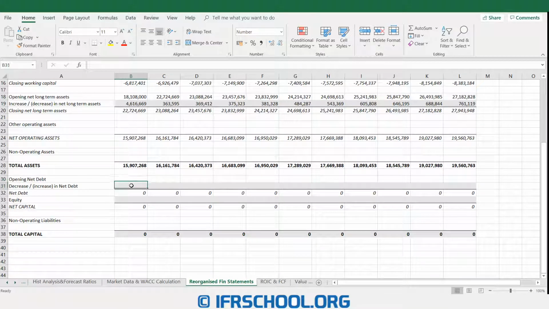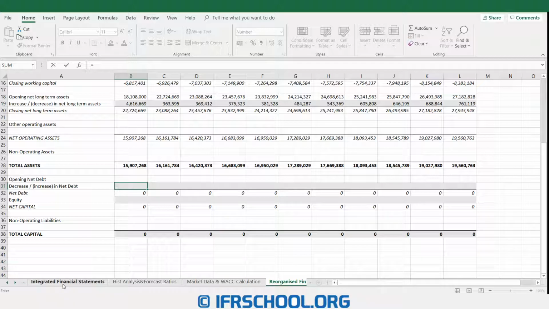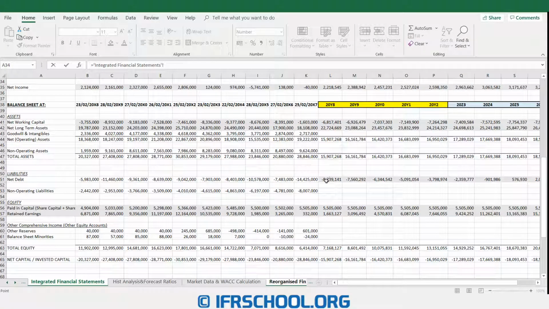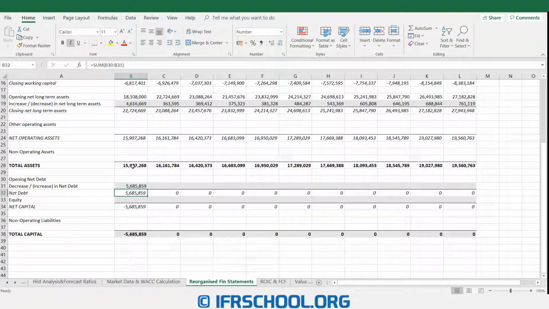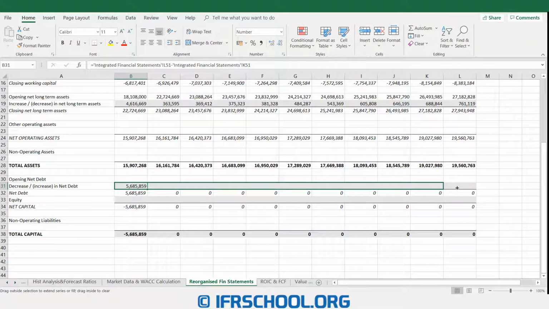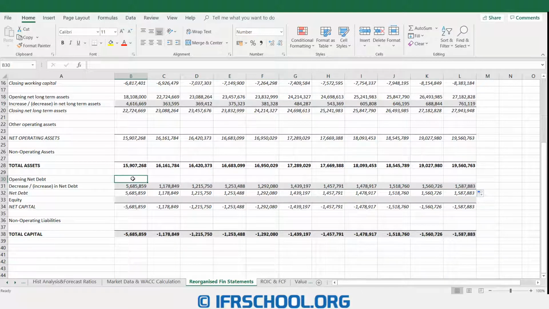To calculate the change in net debt for a particular year in the reorganized financial statements, we begin with the net debt balance for that year. We then subtract off the opening net debt balance, or the closing balance from the prior year. This will give us the change in net debt for each year. We can see that Tesscow has been reducing its net debt, presumably by paying it down year on year. Therefore, we have positive changes in net debt in each year.